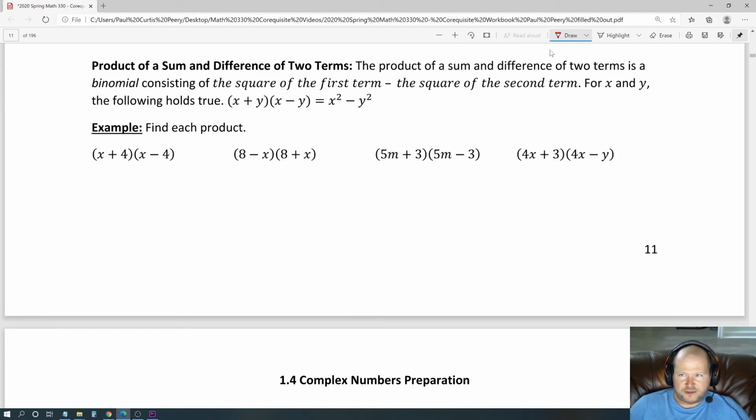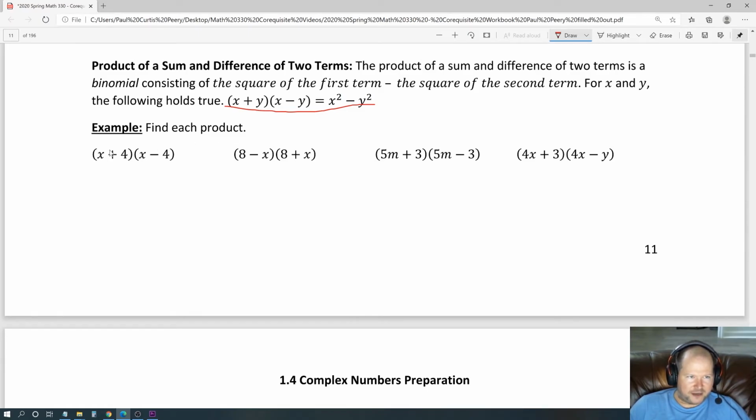Okay, the product of a sum and difference of two terms is a binomial consisting of the square of the first term minus the square of the second term. For x and y, the following holds true: x plus y multiplied by x minus y is equal to x squared minus y squared. This seems complicated, but once you memorize this pattern and understand it, this is actually not bad.